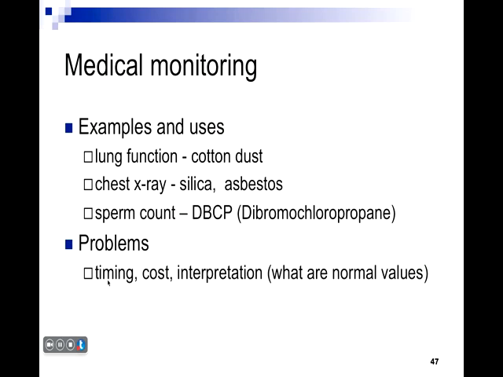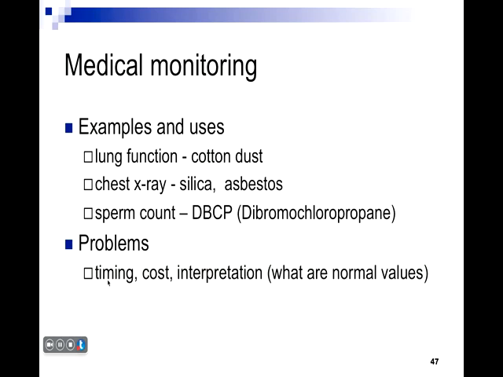Examples of this: lung function. If you're exposed to a chemical like cotton dust, and this is one of the early OSHA standards, so that's why I'm using it as an example, it affects lung function, and you can measure lung function by spirometry, how much air your lungs can hold and how quickly you're able to expel that air. That's something that can be assessed, and chemicals like cotton dust can affect that. You could use an x-ray as medical monitoring. If you do a chest x-ray of someone and you see plaque buildup that's consistent with asbestos or silica, you can assess that. I have dibromochloropropane here.